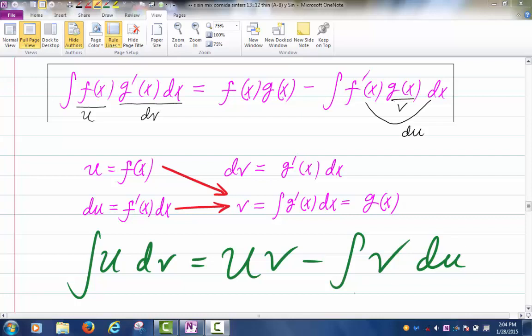So in terms of u and v, our integration by parts formula looks like integral of u dv is equal to uv minus the integral of v du. And you want to realize that, so that you don't forget, I always write u dv duv, and so the right hand side is uv minus the integral of v du. Okay?